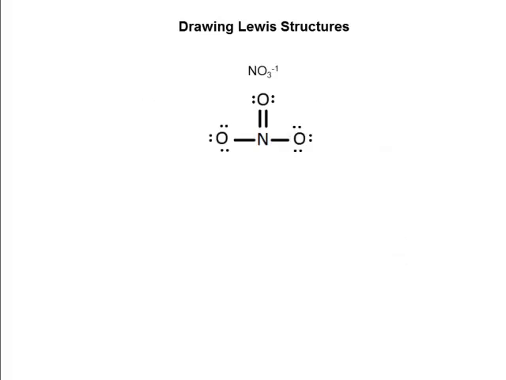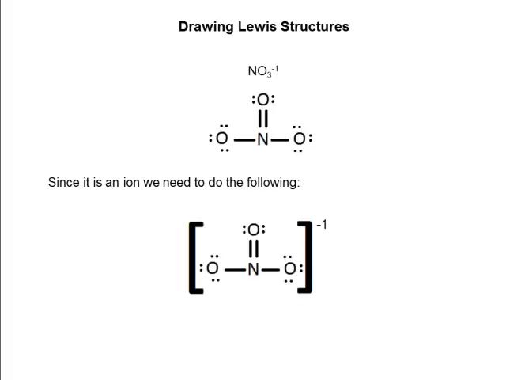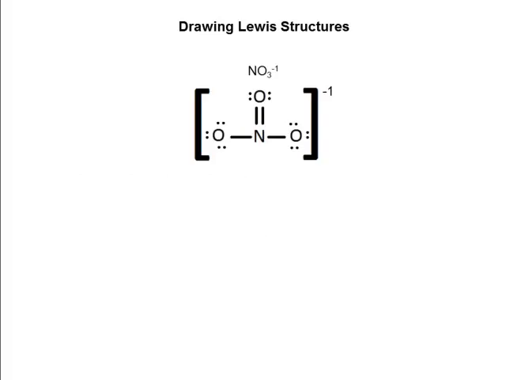Okay, so I take this as my structure. Now, since it's an ion, we need to do something else when we have an ion. And that is we're going to put brackets around it and put its charge outside those brackets. Okay, that's the appropriate Lewis structure for this NO3 minus 1. That would be our Lewis structure that we'd want to write out for this.